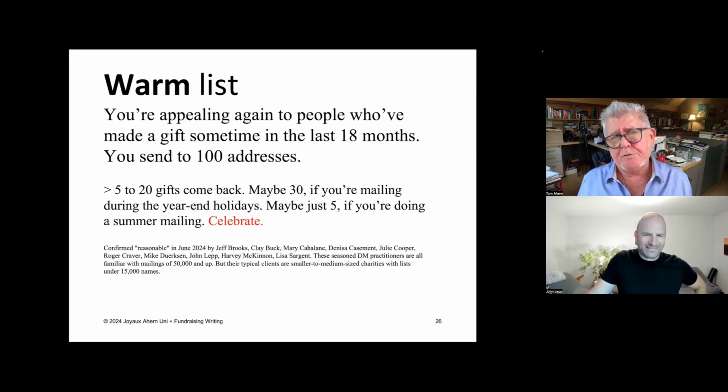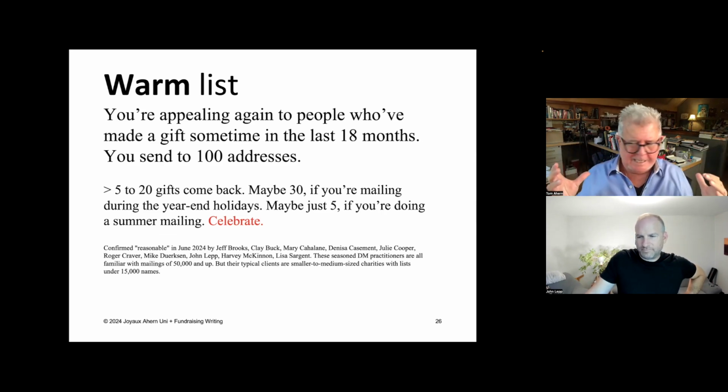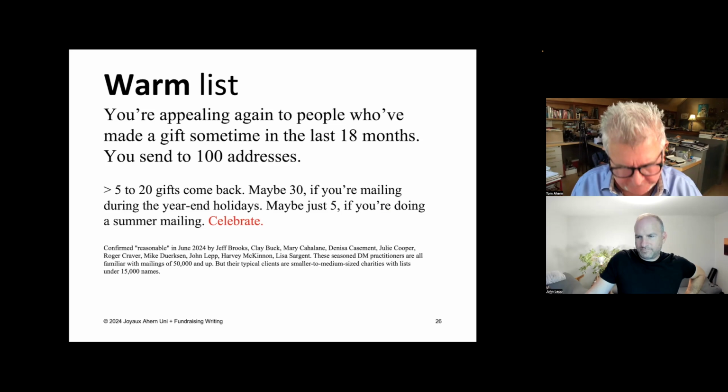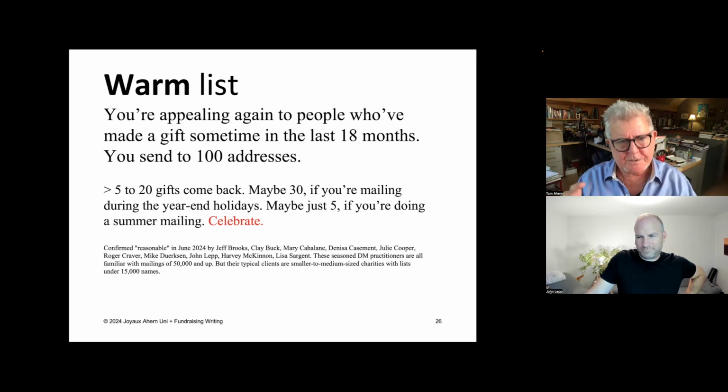What happens when you switch to your more warm list? And these are the people that have made a gift in the last 12 to 18 months. That's just a working definition. That is not like physics, but it's a working definition. That's your warm list. So they've made a gift. You're appealing to those people again, right? And you're sending to 100 addresses this time.